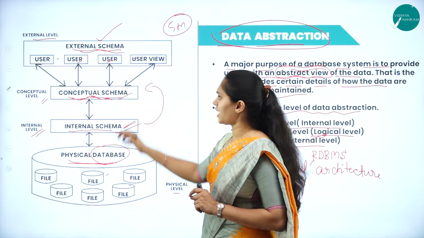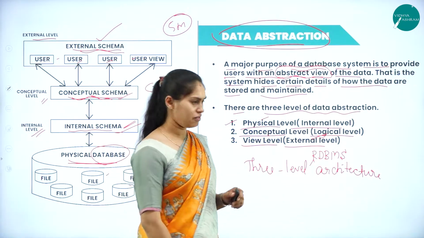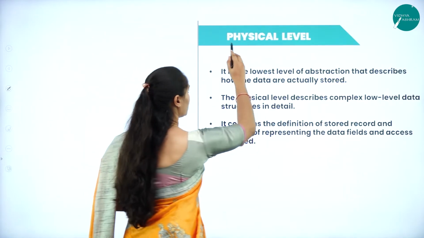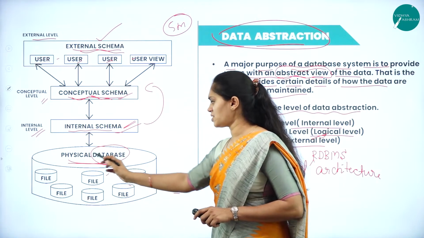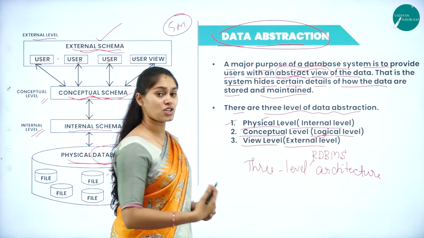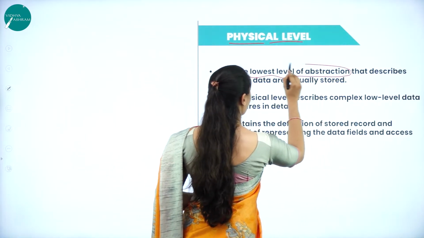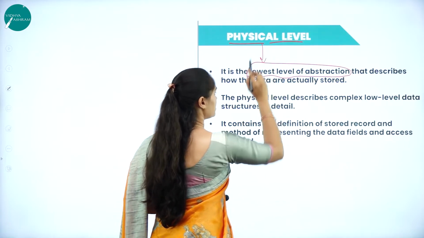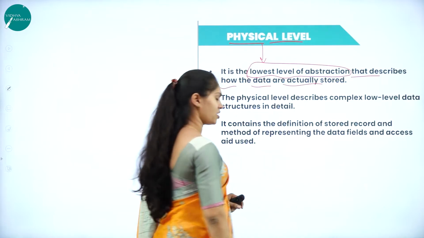Okay, this is regarding the 3-level DBMS architecture. We'll see the first point, that is related to the physical level. So here you can see the physical level. In the physical level, we have a collection of files, a collection of records. It is the lowest level of abstraction. Which is the lowest level? That is the physical level. It describes how the data are actually stored.